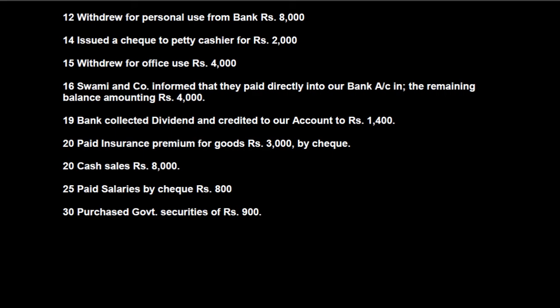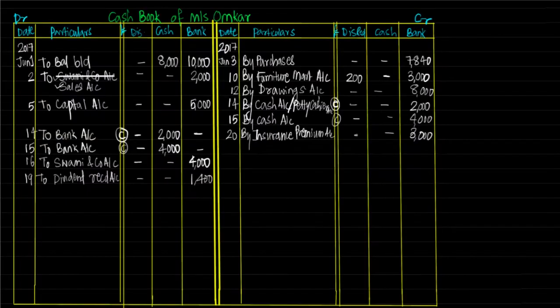On 20th of June, cash sales 8,000. We are receiving cash for sales which we have done. On 20th June, it would increase our cash balance. So to sales account, here in cash column we would write 8,000.